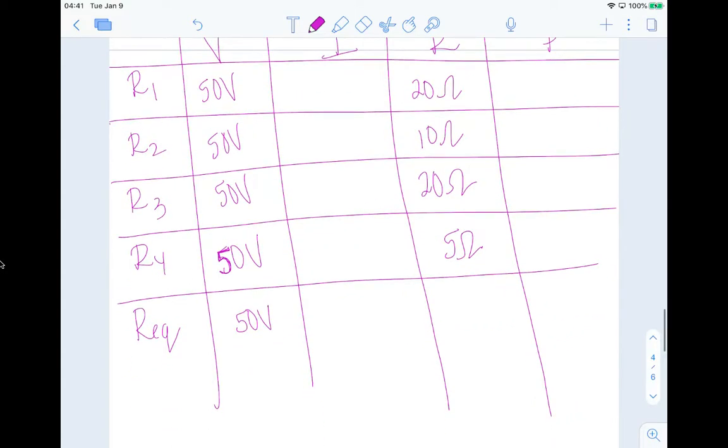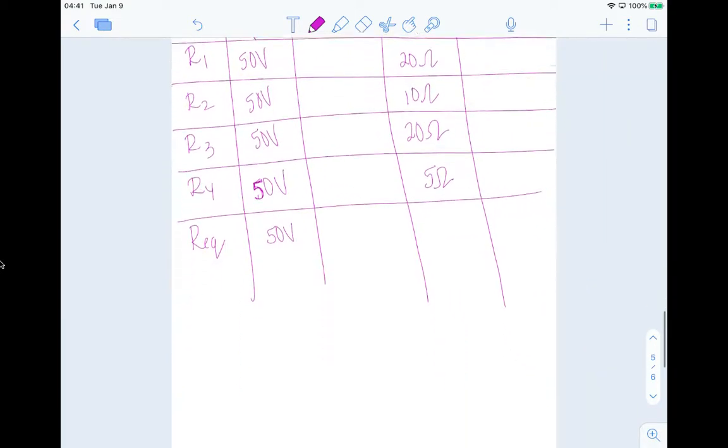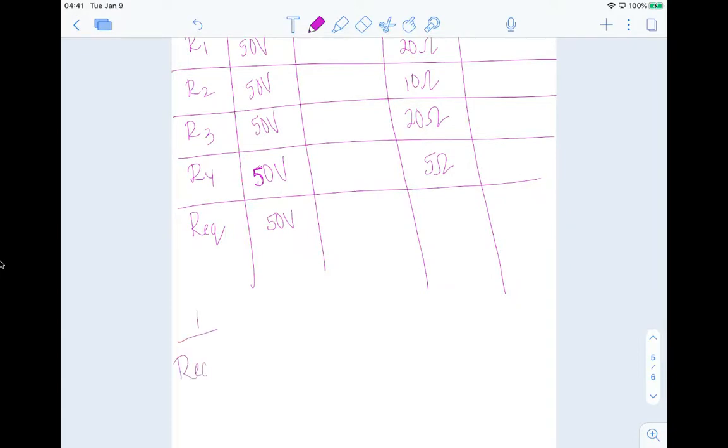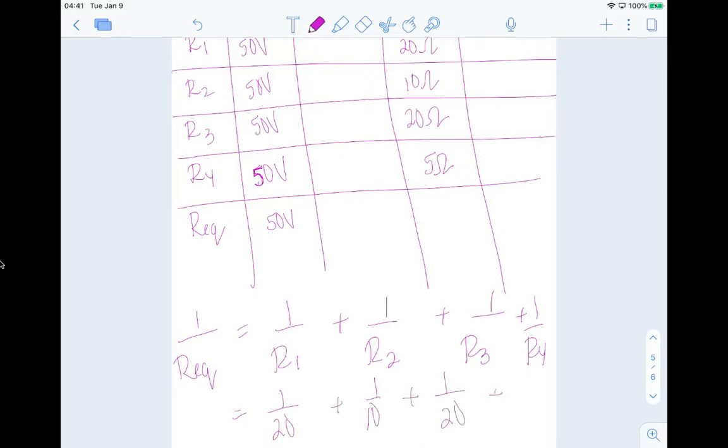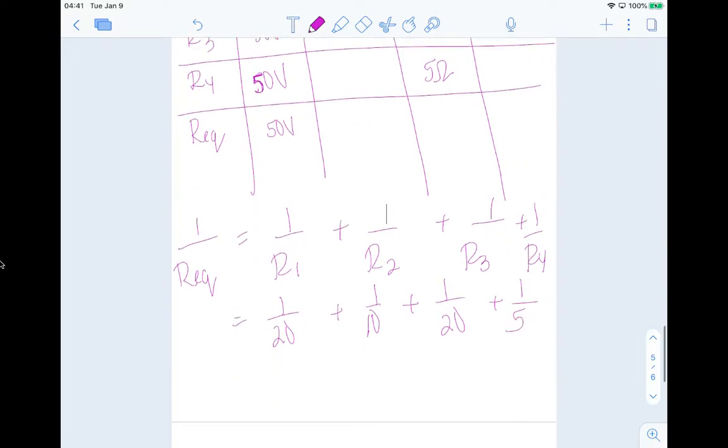All right, so let's do this. So we are starting out with, as always, 1 over Req. We have 4 of these resistors to work with. So we are going to solve for this first. 1 over 20 plus 1 over 10 plus 1 over 20 plus 1 over 5. When you plug this in, again, as always, we are using parentheses. 1 over 20 plus 1 over 10 plus 1 over 20 plus 1 over 5.